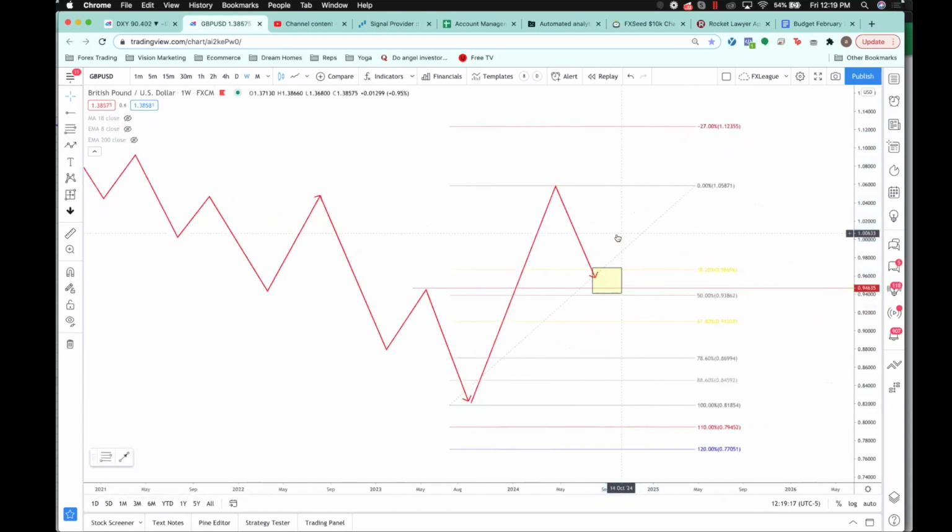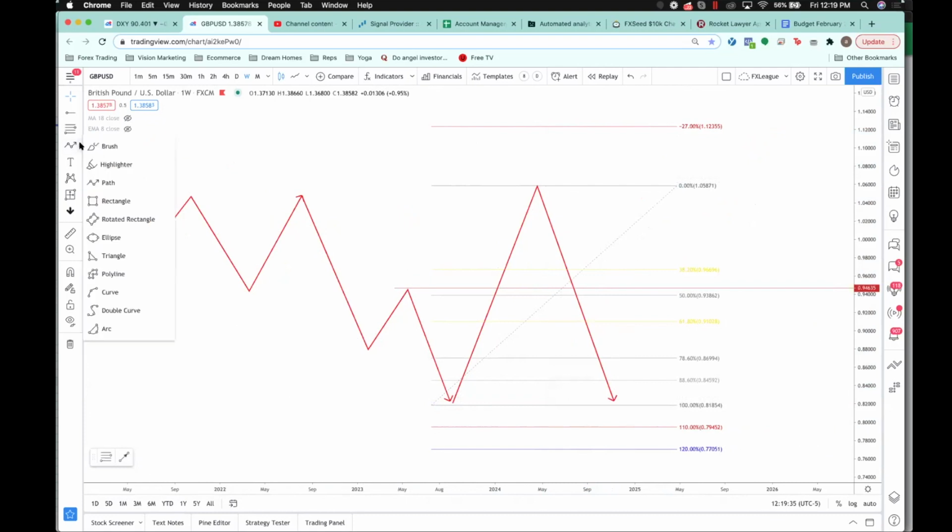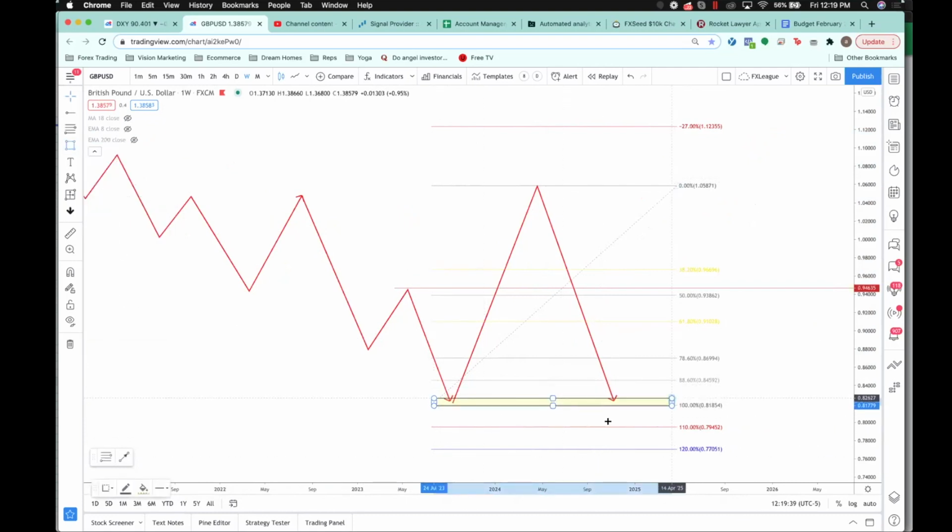Now, on the flip side, say it does not find support here and continues lower into this 88.6 level. We are still in an uptrend. We've still broken structure, we still made this new high, and we're still looking for support at some level, even all the way down to this 100% level. At that point, we would have a demand zone on the chart right there.